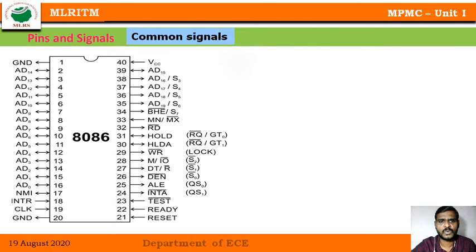This is the overall pin configuration of 8086. As I said, it is in a dual inline package. Pins 1 to 20 are arranged in one line, and pins 21 to 40 are arranged in another line. This type of arrangement we call a dual inline configuration or dual inline package. Now we'll go for individual pin explanation.